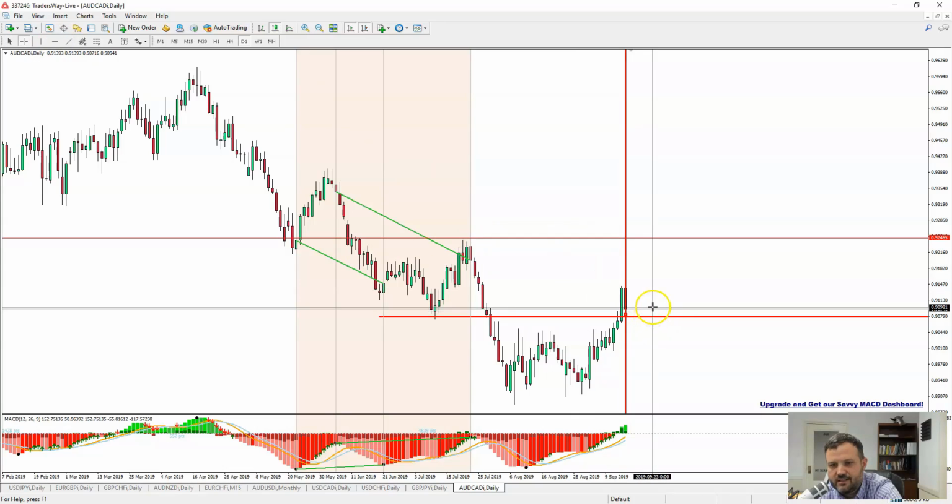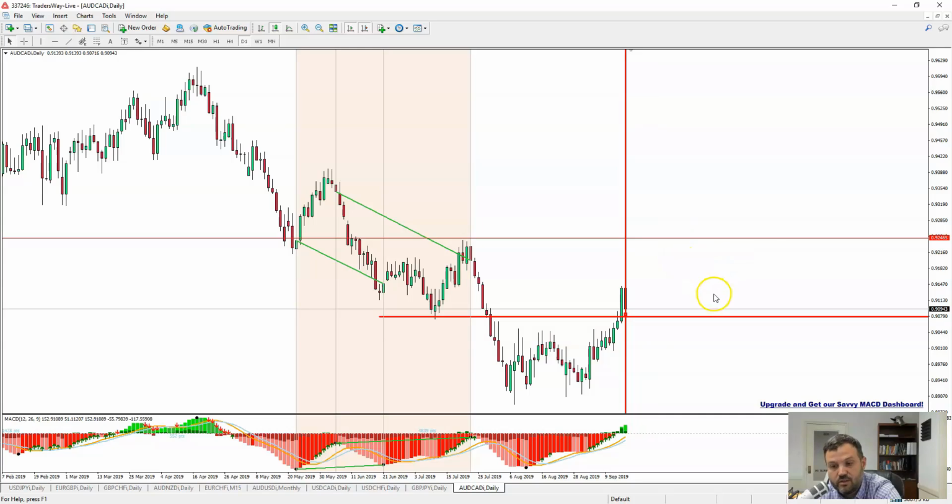So my target is going to be about 150 pips with a 20 pip stop loss, which is a really nice ROI. My target is going to be 92.46. And that's pretty much my OddCAD setup.